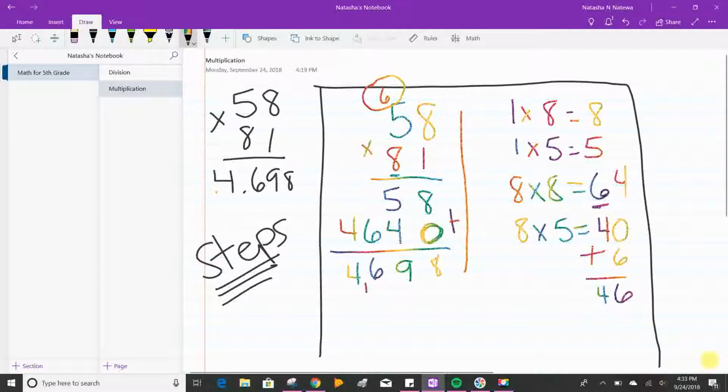If not, pause the video, rewrite the steps, and yep, you're set. I'm going to erase this real quick.